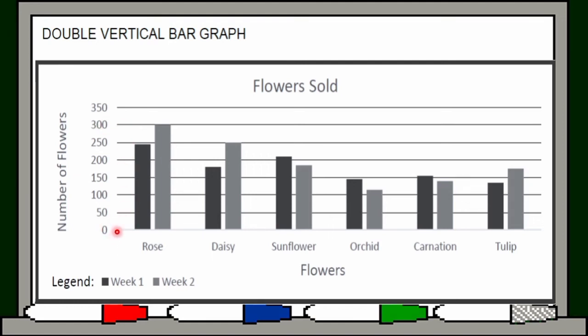And then, always start at 0. Okay? So, let's do skip counting by 50, because our lowest sales figure is 115. That's why we numbered it 0, 50, 100, up to 350. You can also stop at 300, because 300 is your greatest number. After you do that, you can now plot your data.